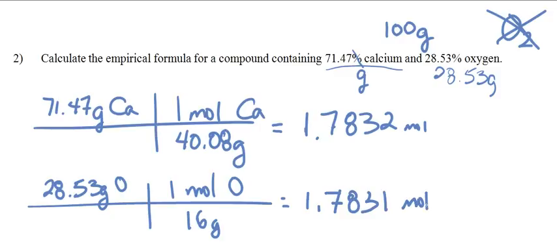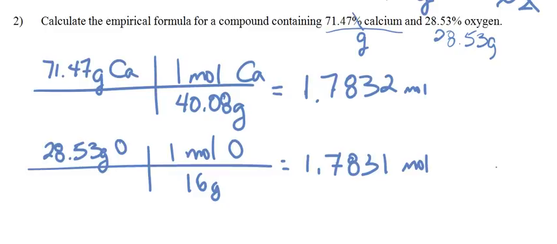Now, when we have our mole amounts, we wish to compare the mole amounts to each other. So when doing empirical formulas, ask yourself, from all these mole amounts, which one has the smallest number of moles? Well, I hate to tell you guys, but these are so close together, they are the same amount. So whichever one has the smaller amount, that's the one that we're going to divide by.